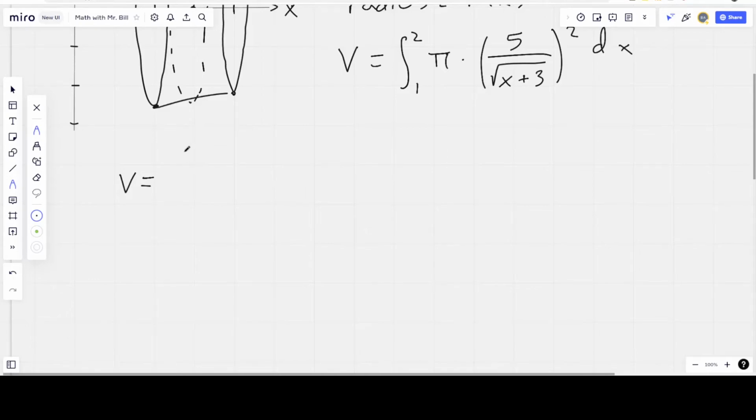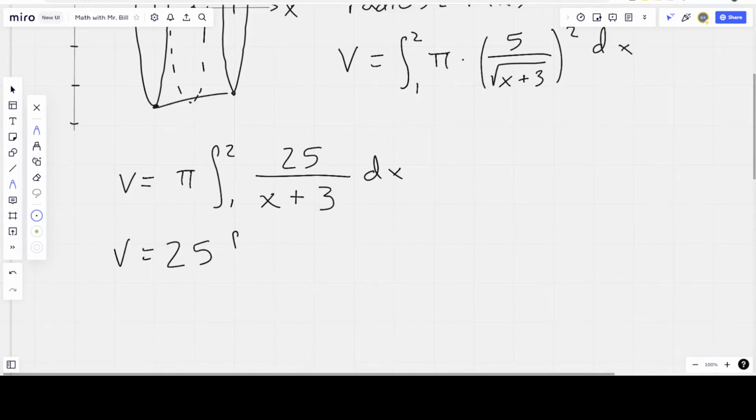We go ahead and take the pi out front, and the integral from 1 to 2 of 25 over the square root of x plus 3 squared, which is just x plus 3, dx. And the 25 can come out front. So we have 25 pi times the integral from 1 to 2 of 1 over x plus 3 dx.